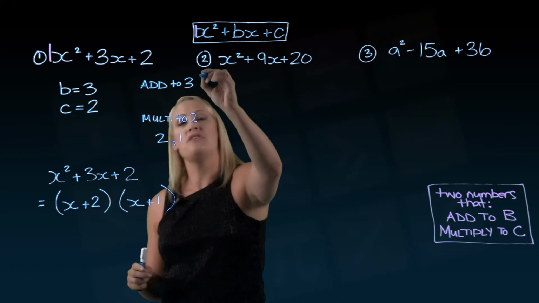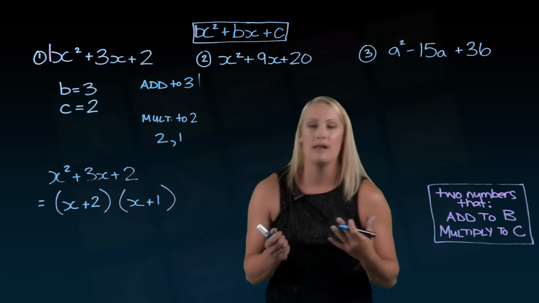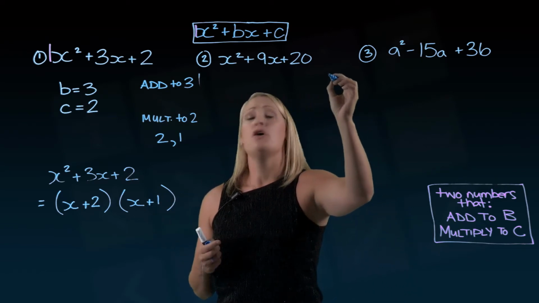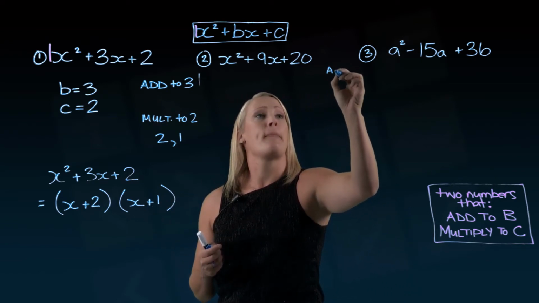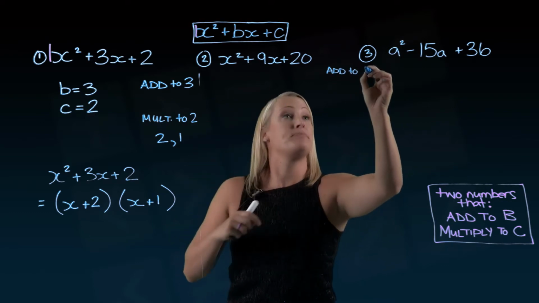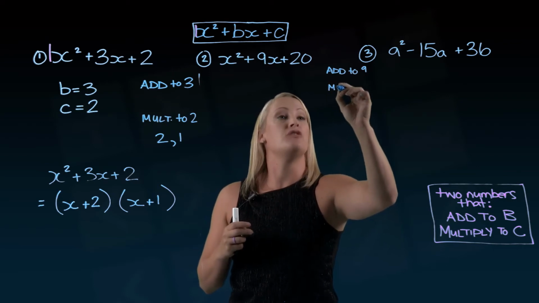Now that one was kind of straightforward, so maybe let's look at this second example that's got a little bit more to it so you can kind of see the pattern of this factoring. So this time we need to think of two numbers that add to 9, and those same two numbers need to multiply to 20.